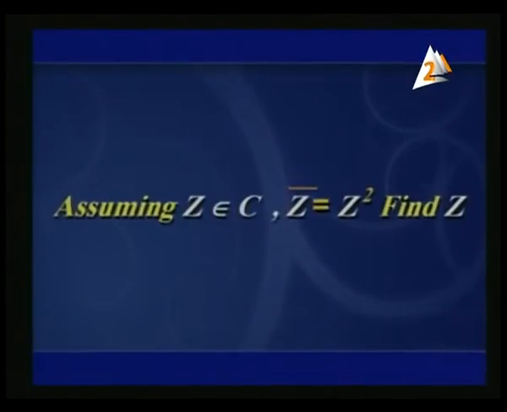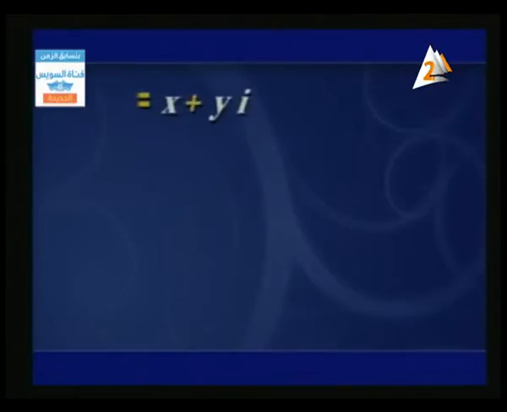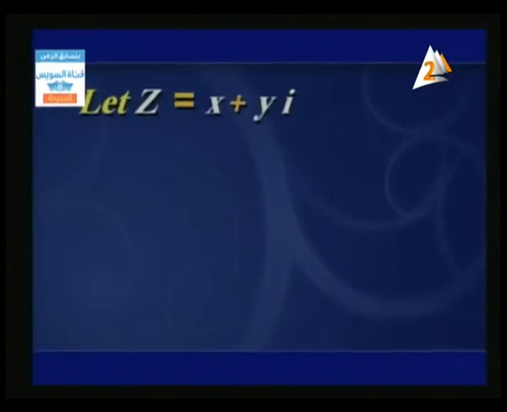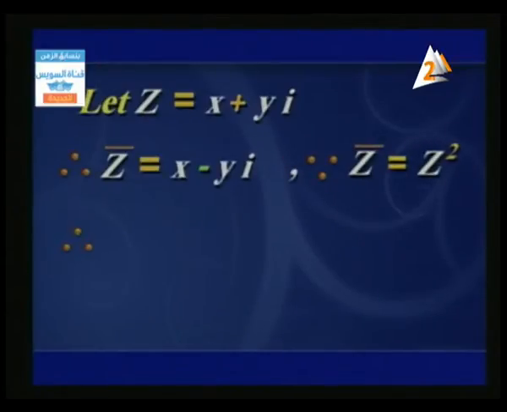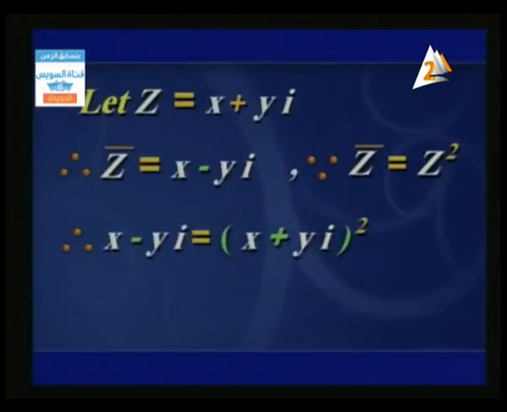Assuming that z belongs to C and z bar equals z squared, find z. Solution. Let z equals x plus yi, therefore z bar equals x minus yi, the conjugate. And since z bar equals z squared, therefore x minus iy equals (x plus yi) all squared.